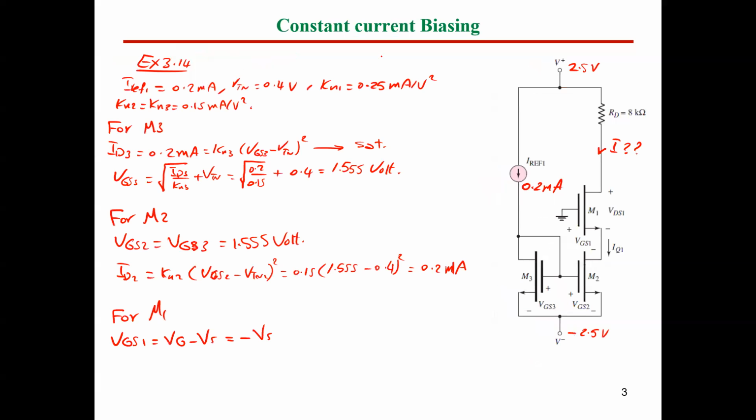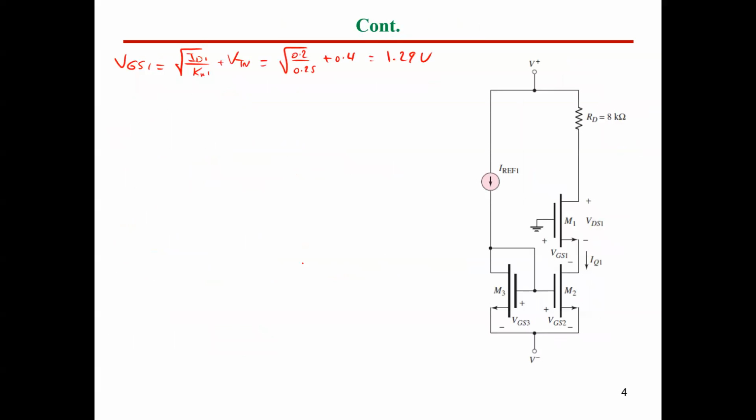Again, as we said in the previous slide, VGS1 equals minus VS. Since VG here is 0, the voltage at this point, VS1, equals minus VGS1. So VS1 is equal to minus 1.29 volt. So we got the node voltage here.